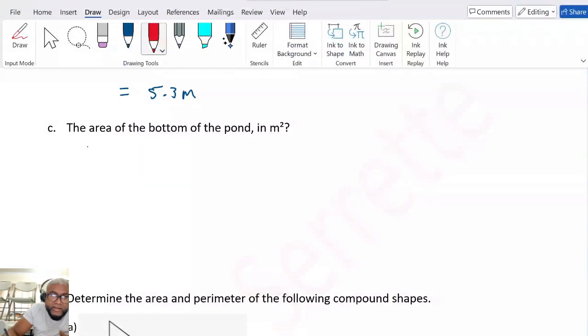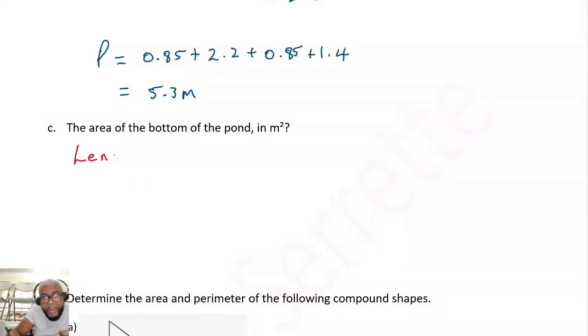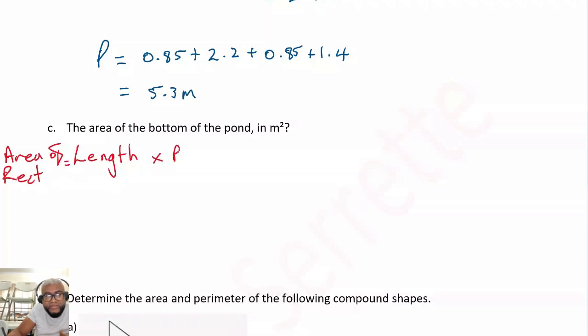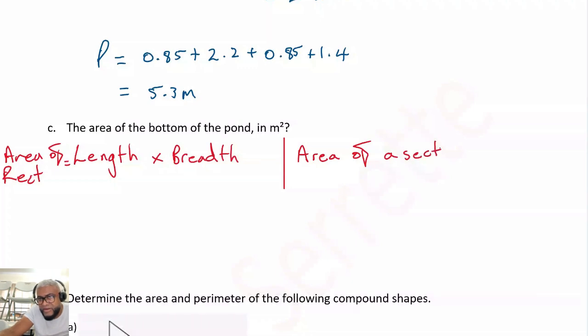So let me write down that. Let's say I'm telling you all to write my formulas. I should put area of rectangle, right? So this will be equal to length multiplied by breadth. And what's the next formula we have to use here, bro? It's area of a semicircle, but we could just put area of a sector. What's the formula for area of a sector here, Tristan Maraj?